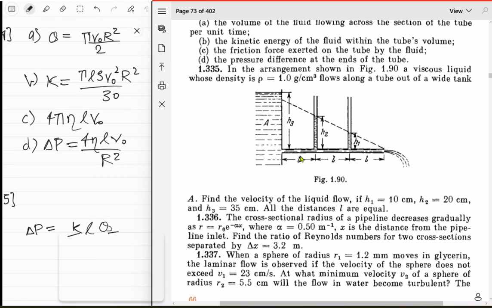So they actually did give us what the pressures are because they gave us H2, H1, and H3, right? They also gave us these lengths. So we can actually figure out what Q should be, right? I think, yeah, you know what delta P is, you know what L is, and you can't know what K is, unfortunately. And what you want is the velocity of the liquid flow. Hmm, this is weird.